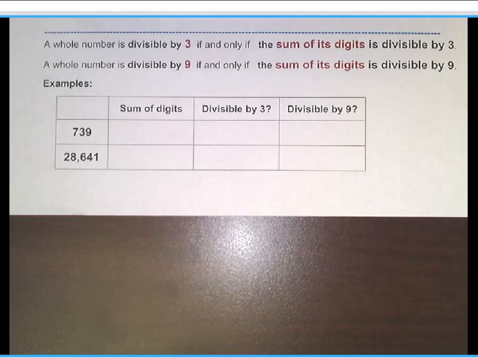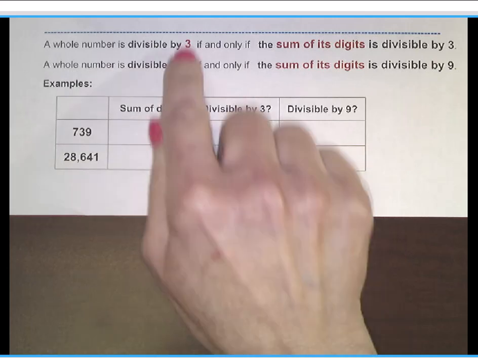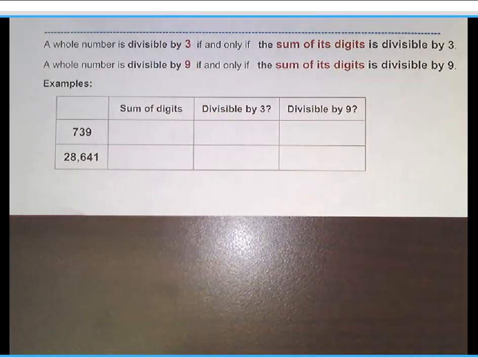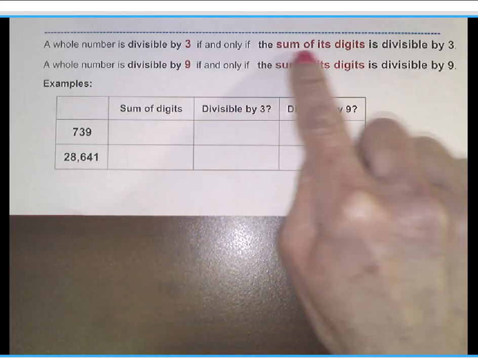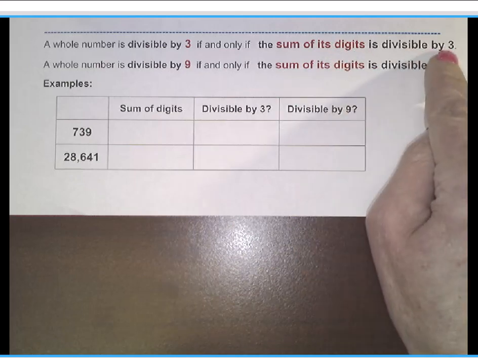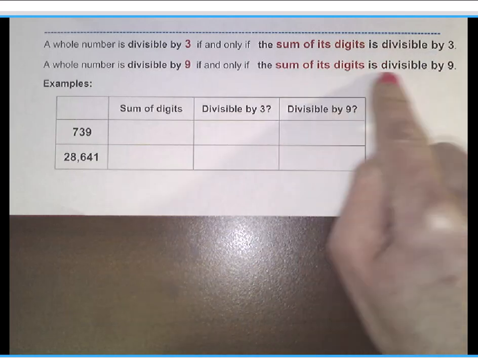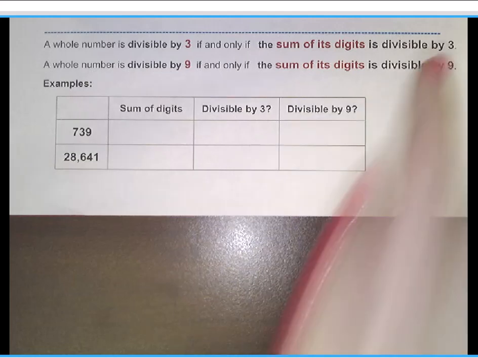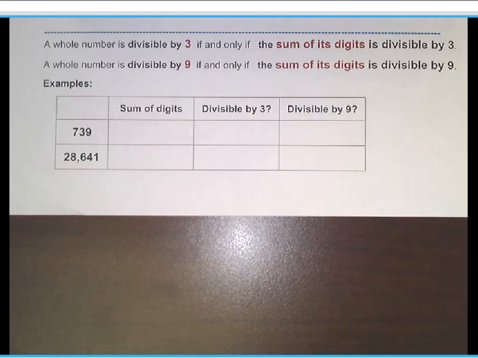So these divisibility rules for 3 and 9, because 9 is 3 times 3, are going to be kind of tied together. You start by adding up the digits in the number. If the sum of the digits of the number is divisible by 3, then the whole number is divisible by 3. And if the sum of the digits is divisible by 9, then the entire number is going to be divisible by 9. So this is a really, really neat rule.